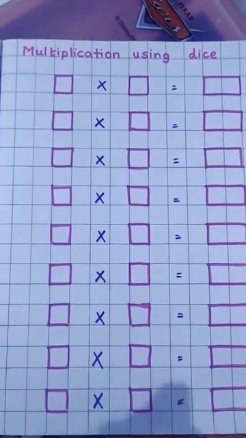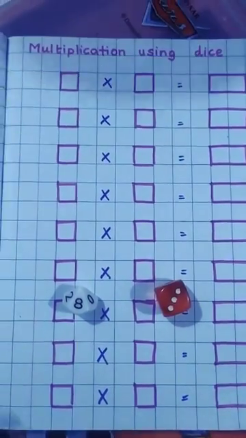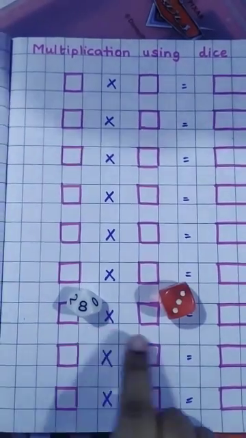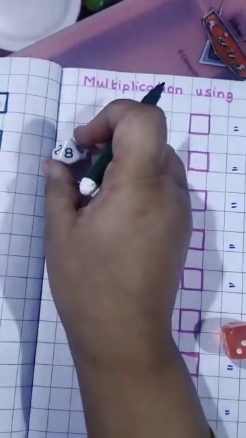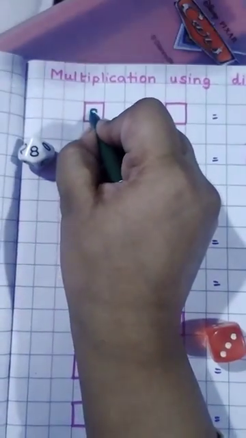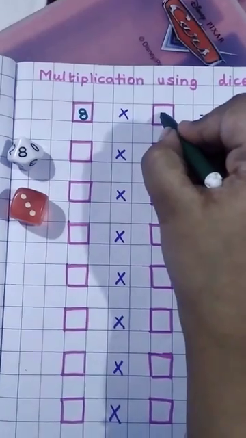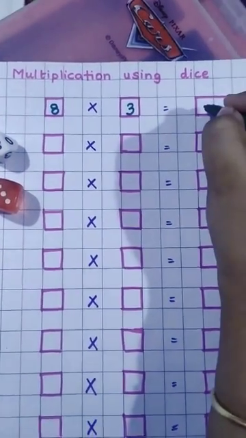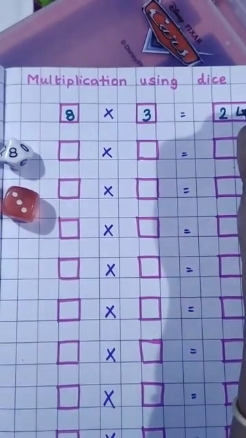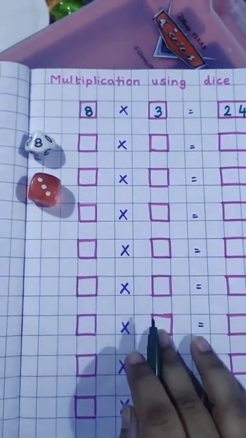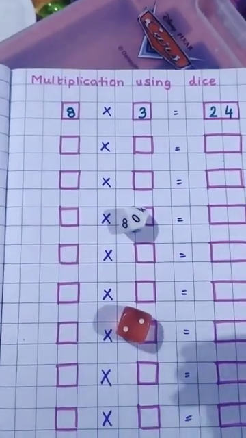So here what you have to do, first the child has to throw the dice. So here he goes. So as you can see, it is 8 and 3. So the first number will be 8, so it will be 8 times 3. 8 times 3 is 24.